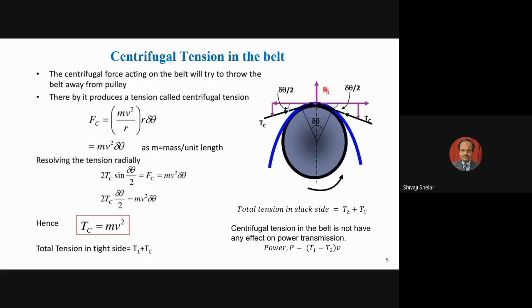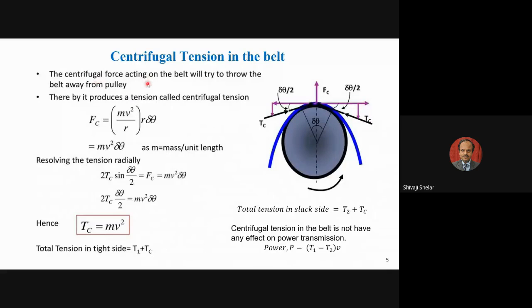Now this force needs to be balanced. This is an unbalanced force. So this force will be balanced by the belt tension on both sides of the belt, on the tight side as well as the slack side. This additional belt tension is called centrifugal tension. So to balance this force Fc, you need to have an additional tension in the belt. That tension is called centrifugal tension.